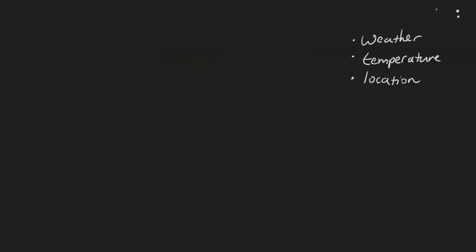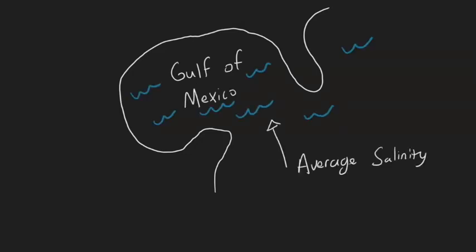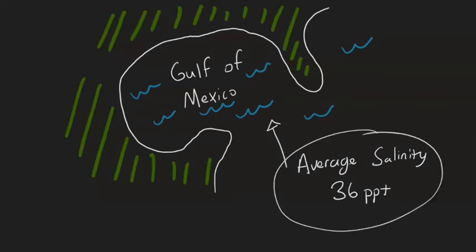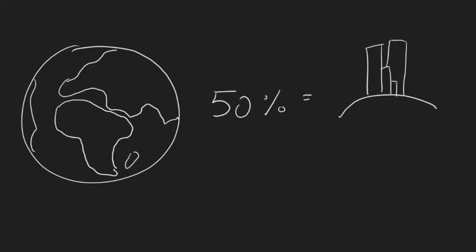So take the Gulf of Mexico for example. It has an average salinity of 36 ppt, which is considered high salinity. Higher temperatures and underwater currents allow the Gulf to hold more salt than an average body of water. You might be wondering why this is important, but over 50% of the world's population lives in urban spots bordering the oceans, so finding the right place for these plants is crucial.